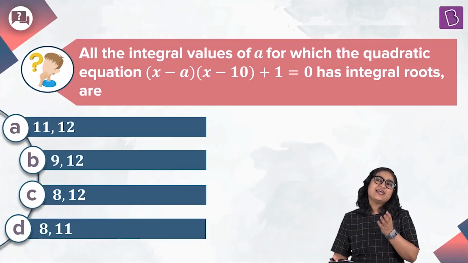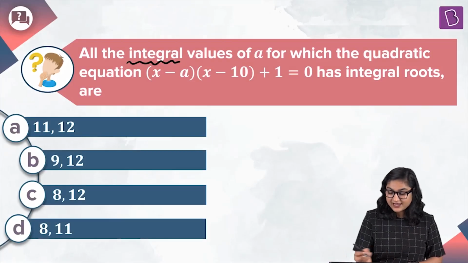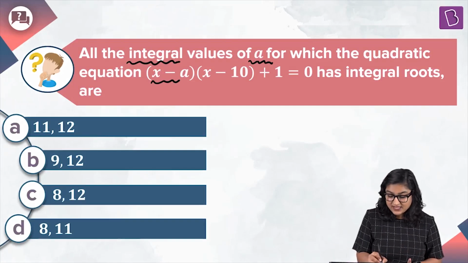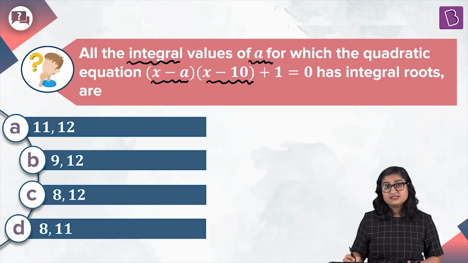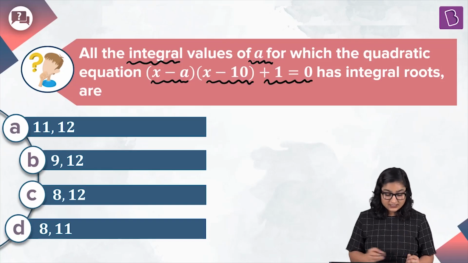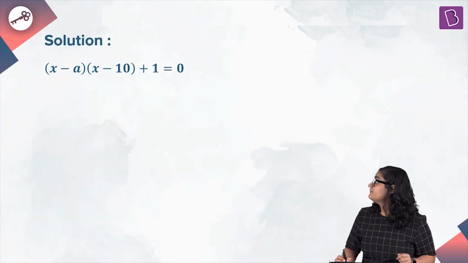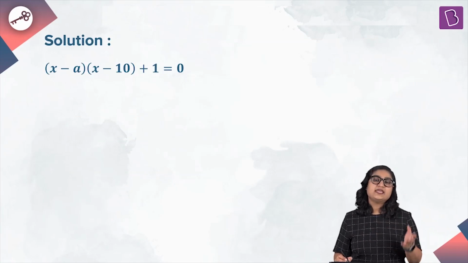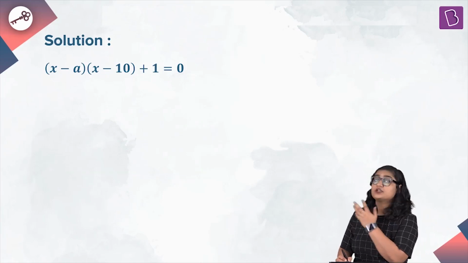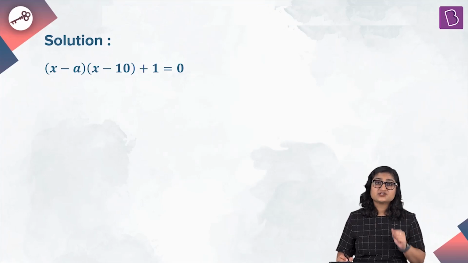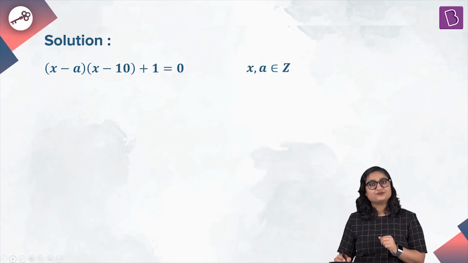So in this question, we have to find out all integral values of a for which the quadratic equation given by x minus a times x minus 10 plus 1 equal to 0 has integral roots. Alright, so this is the quadratic equation given to us in the question, and we have to find out integral values of a for which this quadratic equation has integral roots. That means it's safe to assume for this question that both x and a belong to the set of integers.